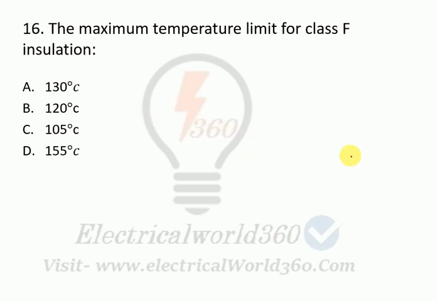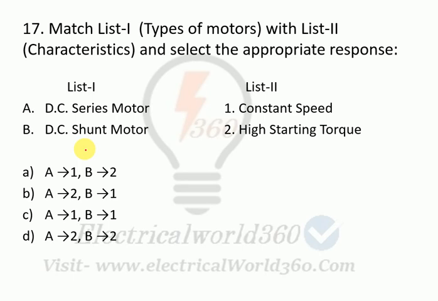Okay, so this is the question number 16. The maximum temperature limit for class F insulation is, here it is the option number D, 155 degree centigrade. So coming to the next question, this is the question number 17.